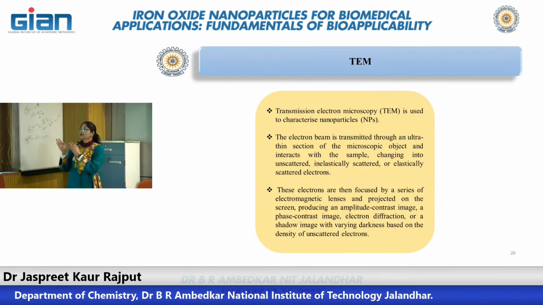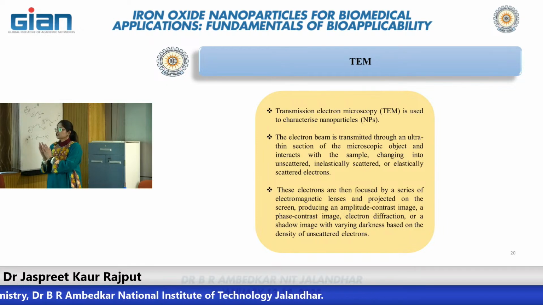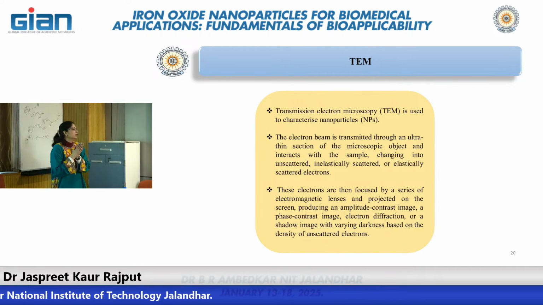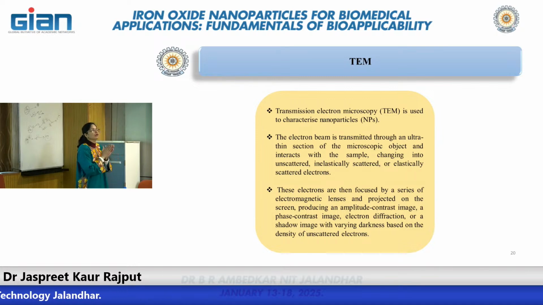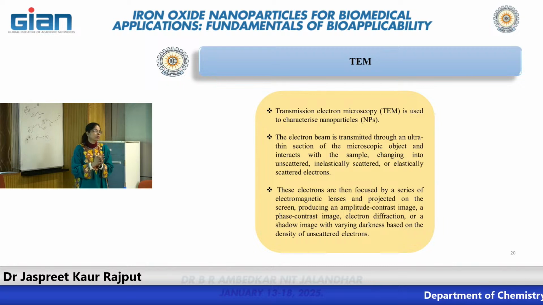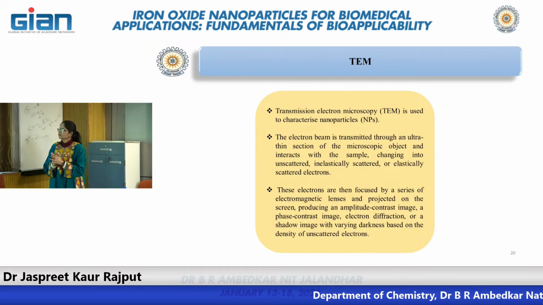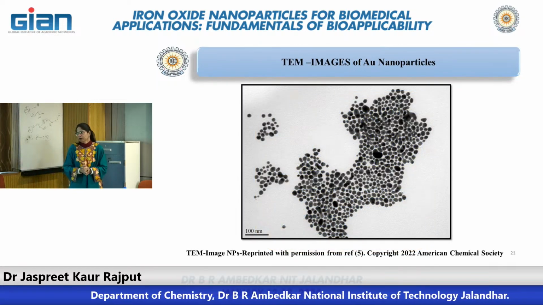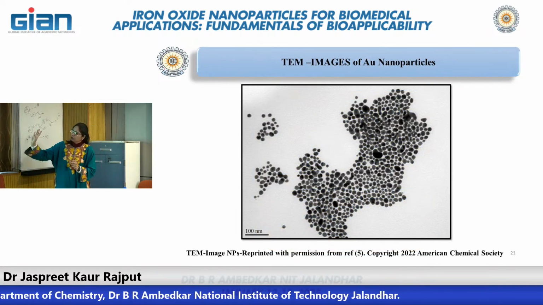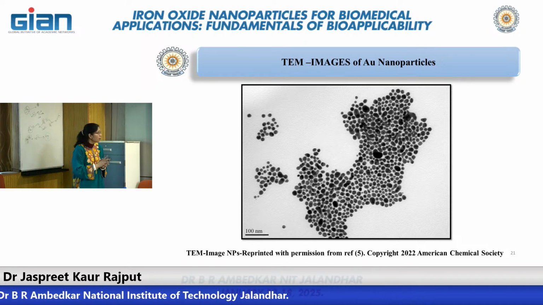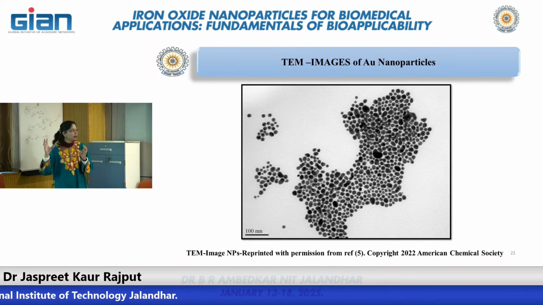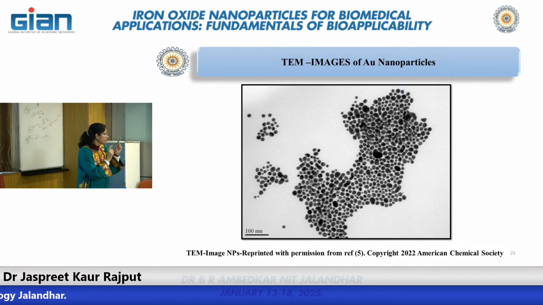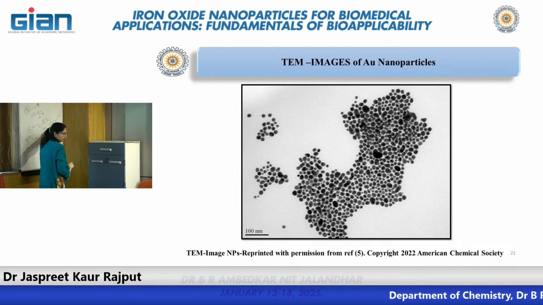Here, if you want to see the size, shape, morphology, whether it has a layered structure or a coating, you can easily find out through transmission electron microscopy. This is the TEM image of the nanoparticle. You can see they are more or less spherical in shape, and they are not agglomerated. They have a space. Why do they have a space? Now you can see why.